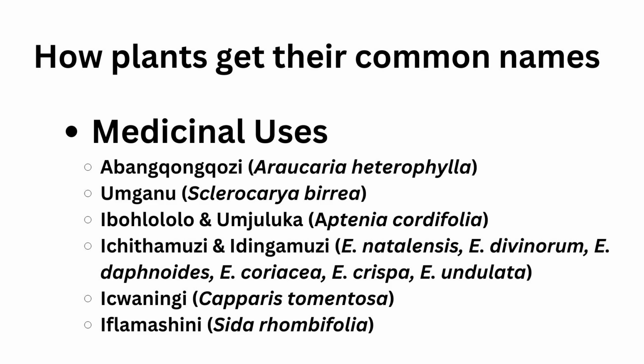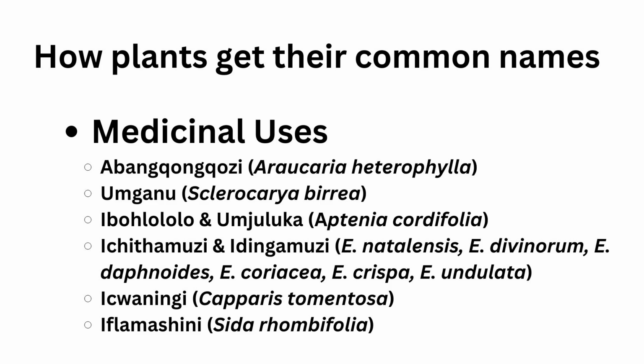You also have plants that are known as ichitamuzi or idungamuzi, and these plants are used to break up a family or a home, a marriage, or to cause someone to abandon their family, their home, or their marriage. You also have Itwaningi. Twaningi means to research. It's actually a group of plants, not just one plant, but one plant that is typically known is Capparis tomentosa. You have a list of plants with the name Itwaningi, and they're typically used for divination purposes.